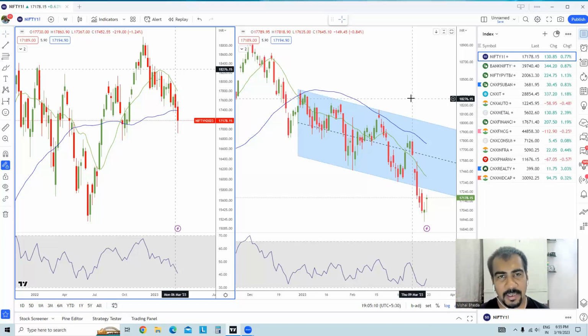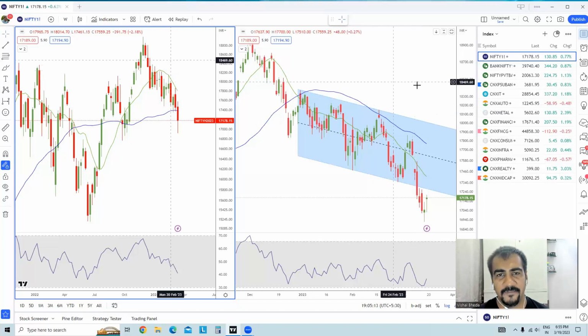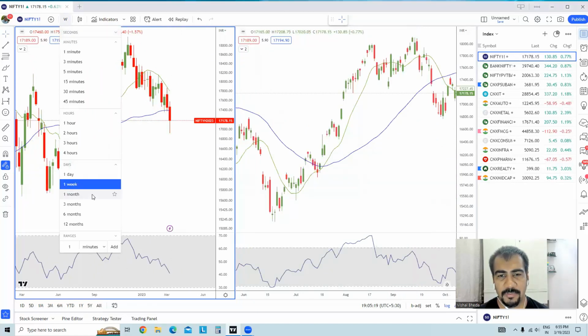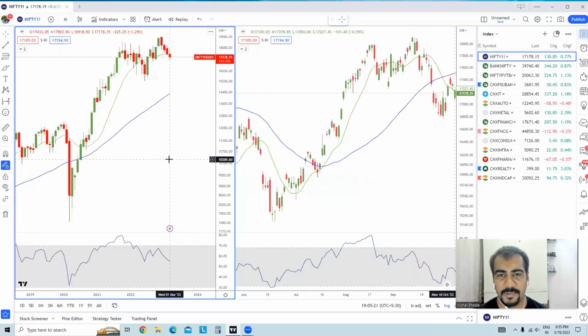First, I'll be starting with the Nifty Futures. On the right hand side, I have the daily time frame chart, and on the left hand side, I have the weekly and the monthly time frame charts. So first, I would like to start with the monthly time frame chart.